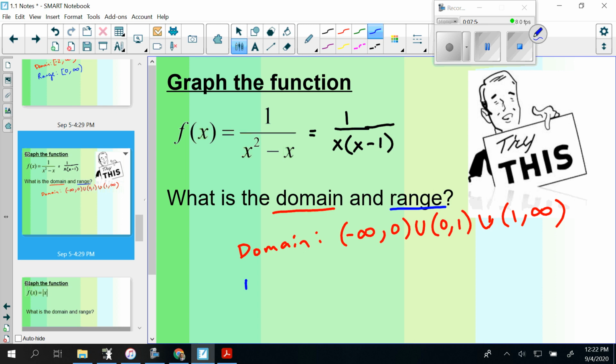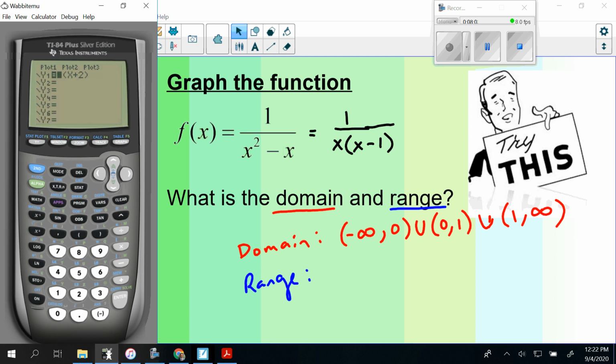What are the y values here? So again, let's look at the graph and see if we can figure this one out. So on the graph, let's plug in this one. Make sure whatever's in the denominator here, we need to put in parentheses.